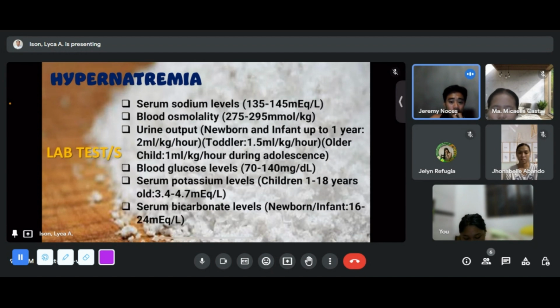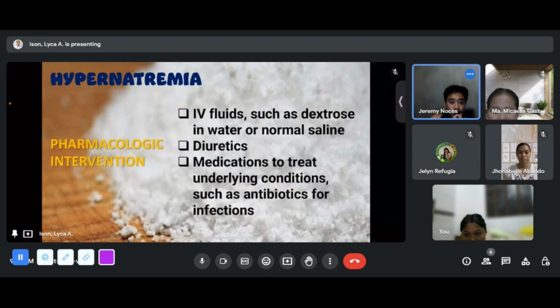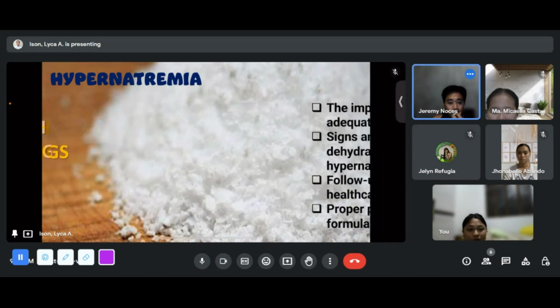So on your screen are the different lab tests that can confirm if the child is hypernatremic or not. It also includes the normal range of values. Next.